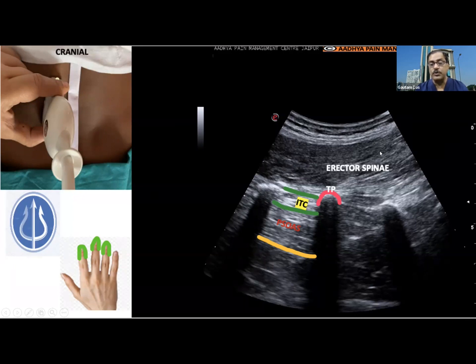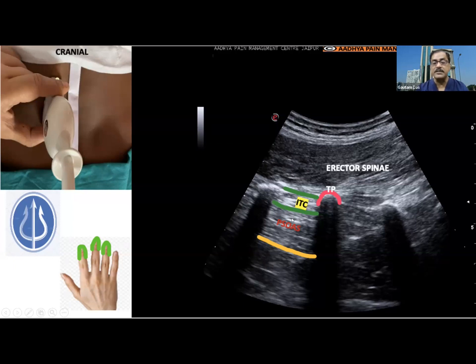Above that will be your erector spinae muscles. Then we'll have the transverse process. Between the transverse processes, you can see the two hyperechoic lines. So this is your intertransverse tissue complex, where there will be your muscles as well as the ligament. Just below that, here it is seen very nicely, these are the neurovascular bundles.